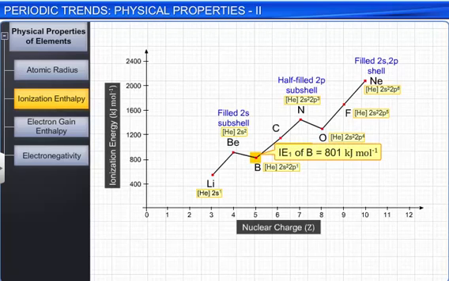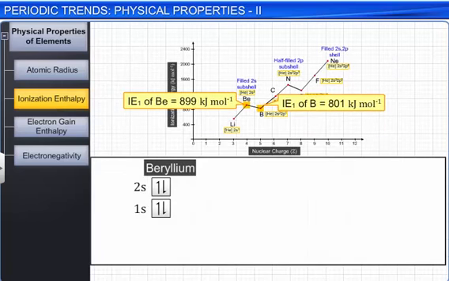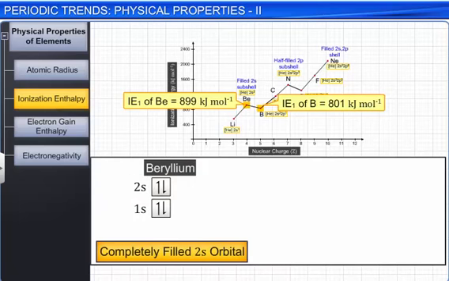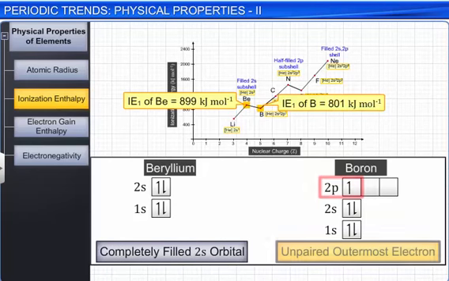This happens because in the case of beryllium, the 2s orbital is completely filled and moreover, the electrons are present in the more penetrating s orbital. On the other hand, in boron, the outermost electron is unpaired and is also present in the less penetrating p orbital. Hence, more energy is required to remove a 2s electron from beryllium than to remove a 2p electron from boron.